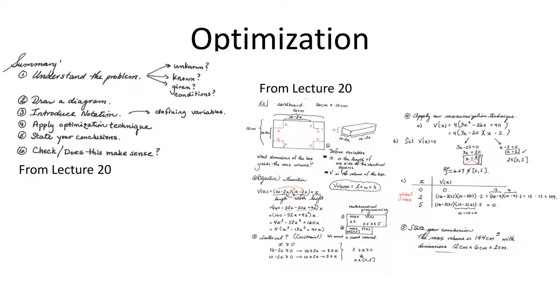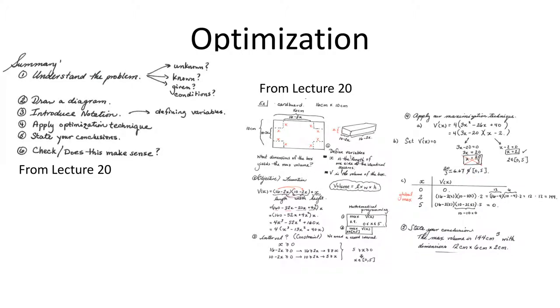Optimization. We had six steps. This was from lecture 20. Understanding the problem: what are your knowns, your unknowns, your givens, your conditions. Draw a diagram. Introduce some notation. Defining variables is very important. Again, we have this box, an example from lecture 20. We had a cardboard box we were folding up, and we're cutting out squares. We're asked, what are the dimensions of the box which yields the max volume?